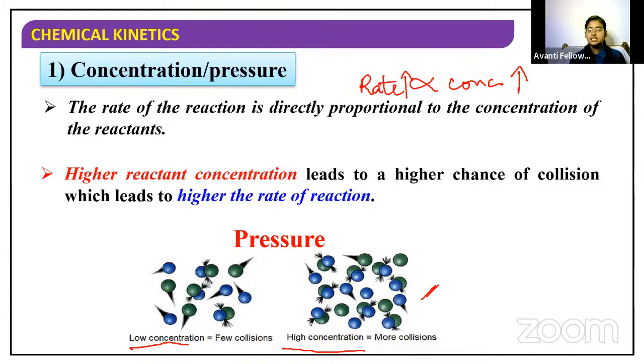So why is the rate increasing if the concentration increases? Because the number of collisions increases. So that's why the rate is increasing. Clear for all of you? Any doubt? Okay.